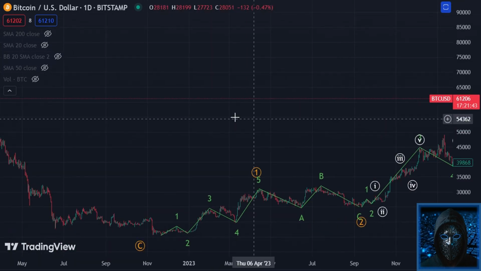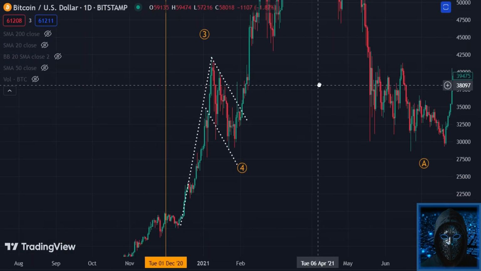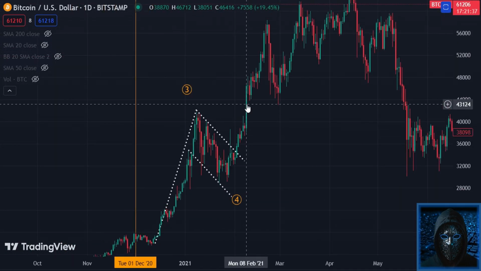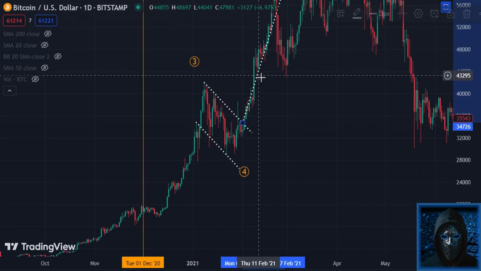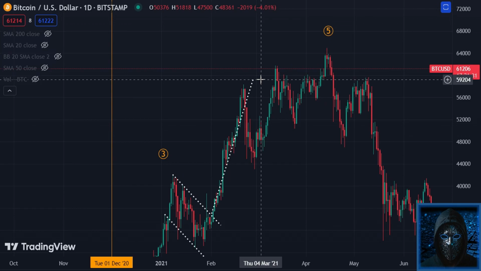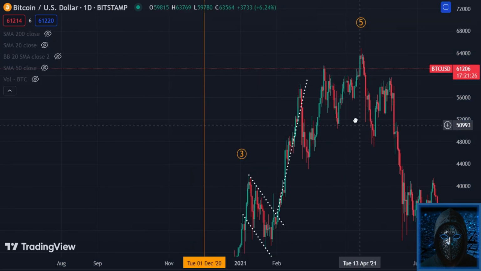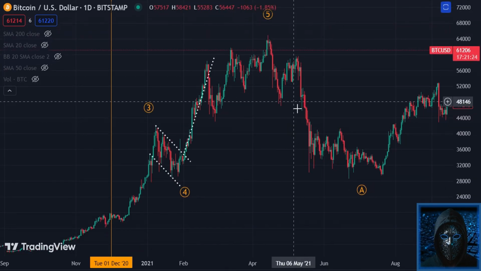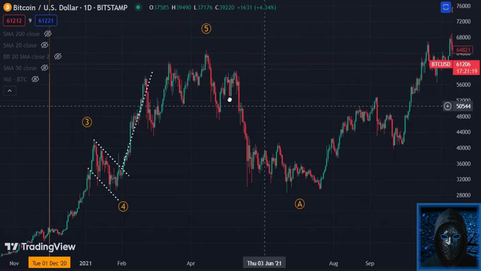Now if we come back, all the way back to the previous cycle, you can see that in wave 3 and 4, we had a similar structure. We had a bull flag here as well. And this bull flag gave us a rough target, wave 5. Now, there is another way to calculate the targets. So let me show you that.